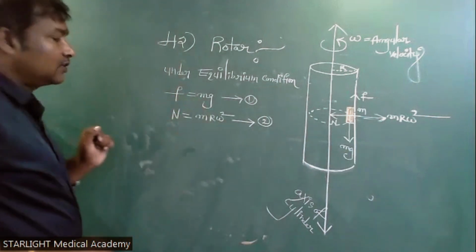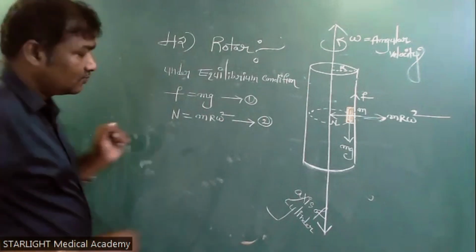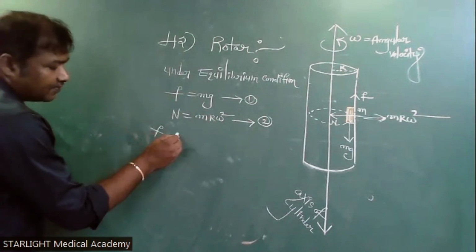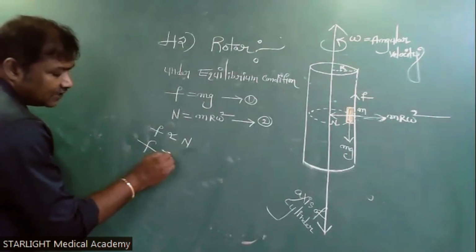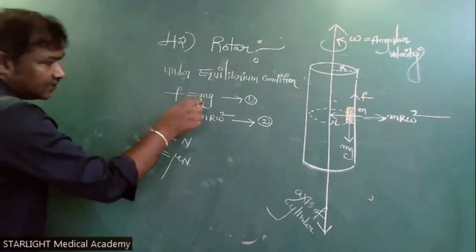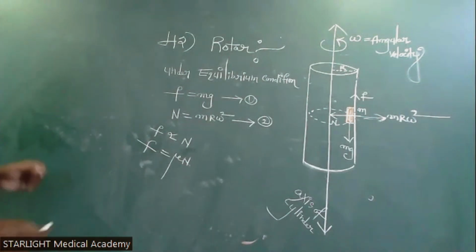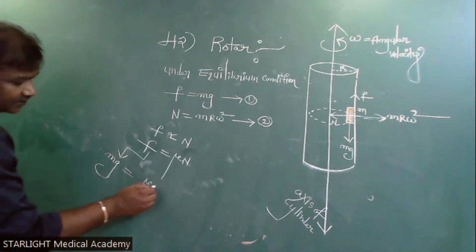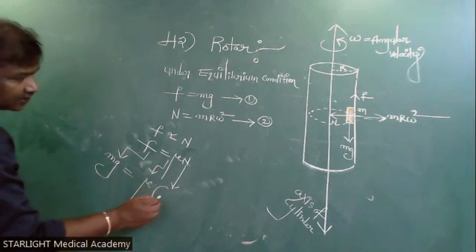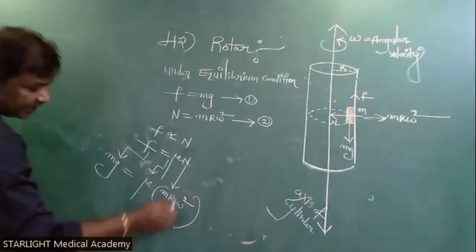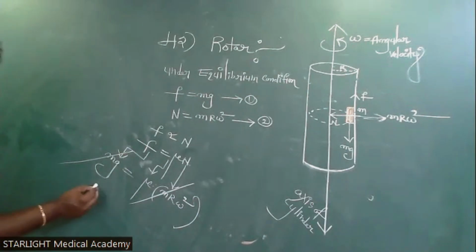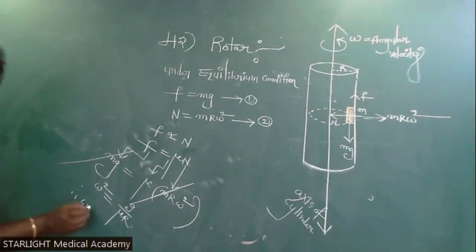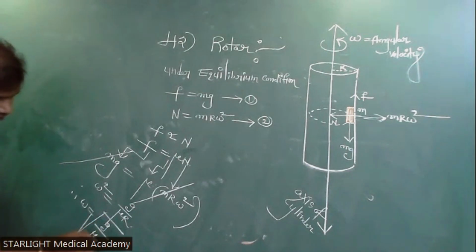From these two we have to find the angular velocity. The frictional force is directly proportional to the normal reaction. F is equal to mu N. In place of F put mg, and in place of N put m r omega square. The m cancels. Omega square is equal to g by mu r. Therefore, omega is equal to root of g by mu r.